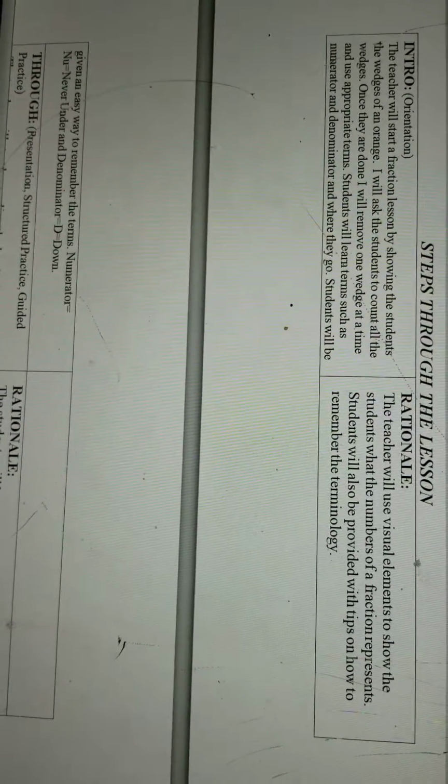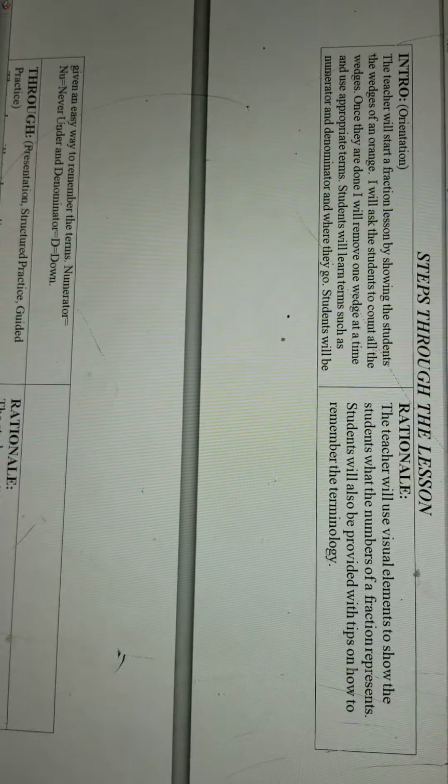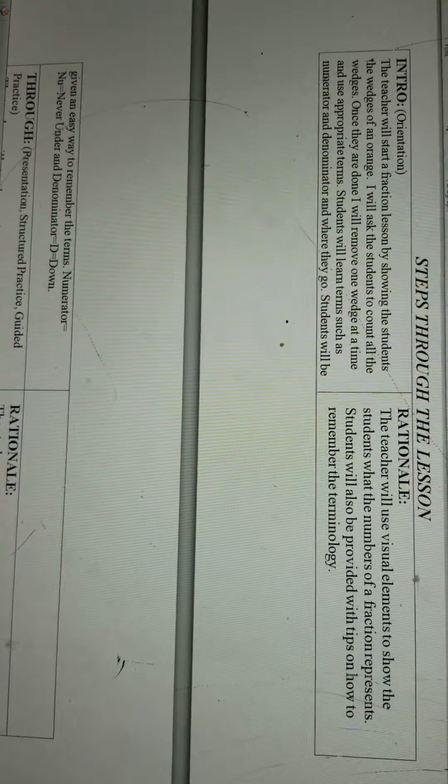The rationale for this: the teacher will use visual elements to show the students what the numbers of a fraction represent. Students will also be provided with tips on how to remember the terminology.